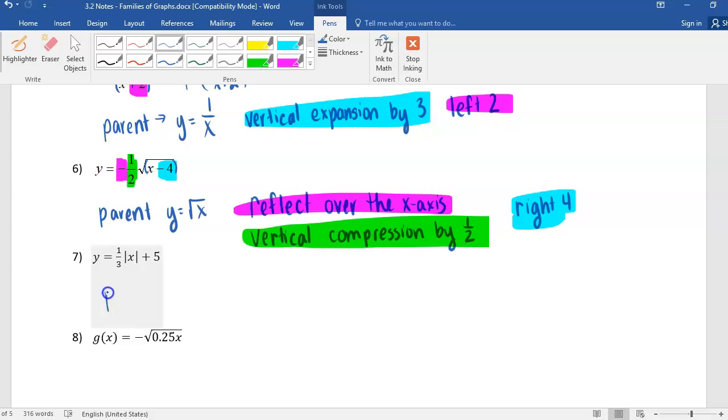For 7. Let's see. Michelle, what is our parent function for 7? Very good. And so then when we're looking at that, that means we've got a 1/3 out here. We also have a +5 that we've got to deal with that are different. So the 1/3, let's see, who's not called on? Sophie, what does the 1/3 do to the graph?